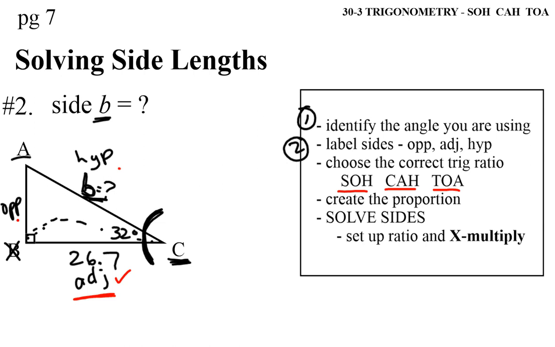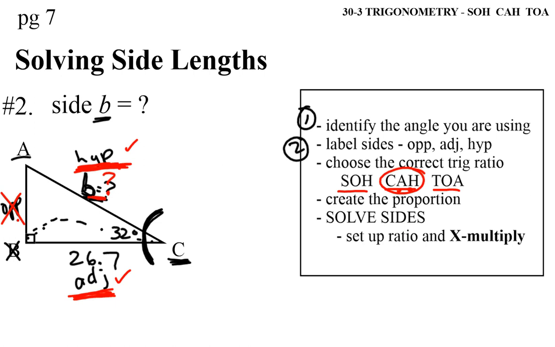Opposite's not given to us, and hypotenuse isn't given to us. But which one's more important? The hypotenuse is important because that's the side we're trying to find. So the hypotenuse is definitely what we want to use. The opposite doesn't help us in this case. So what do we have? We have adjacent and hypotenuse. Adjacent and hypotenuse tells us we need to use cosine.